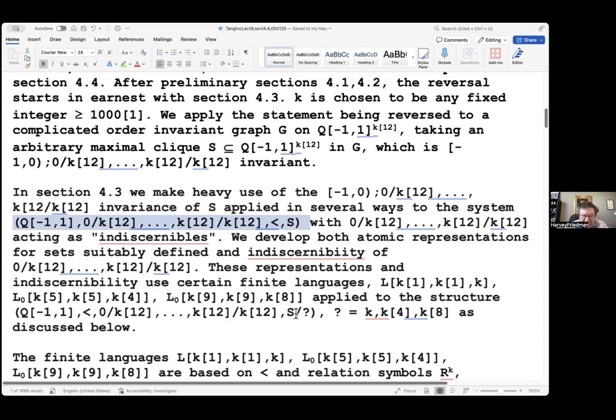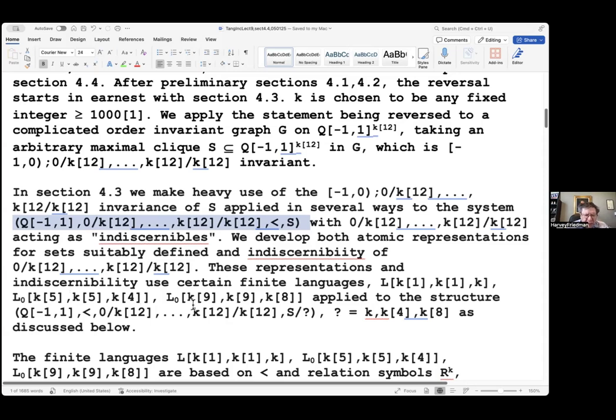We apply this to pieces of the maximal clique, as we discussed below: the K-airy piece, the K4-airy piece, and the K8-airy piece. All right, so this language has K1 variables, and the complexity of its formulas is K1, with quantifiers and connectives, and the relation is K-airy. Here, the complexity of the formulas is K5, the number of variables is K5, and the arity of the relation is K4. And here K9, K9, K8.